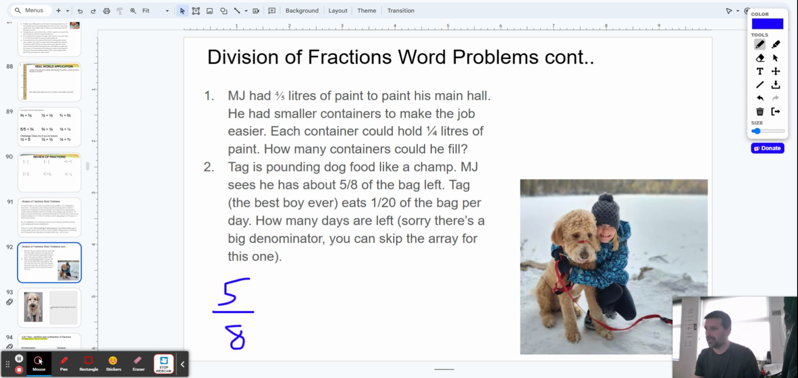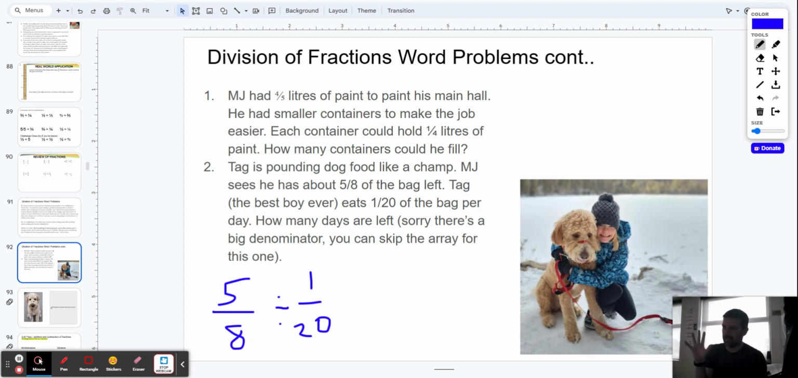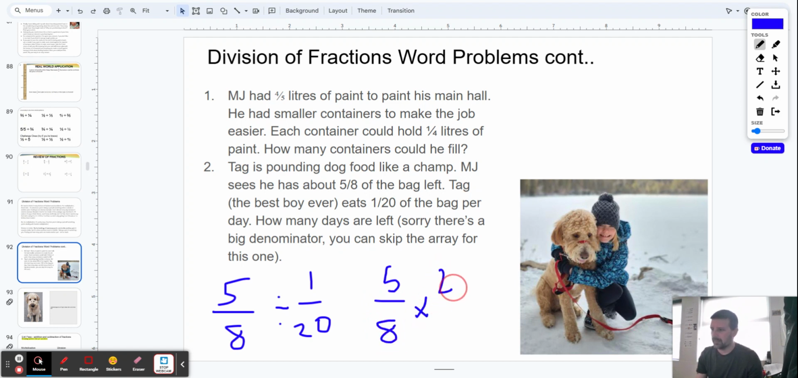Okay, and we're talking about he's eating 1/20th of the bag each day. So we're looking at how many times can we get 1/20th of the bag out of that 5/8 of the bag. We're looking at how many times this fits in this, okay? And again, I'm not going to draw the thing there, so you either call it keep, flip, switch, or whatever, or you just talk about invert and multiply. But let's knock that out really quick. Okay, 20 over 1, and we're left with 100/8.